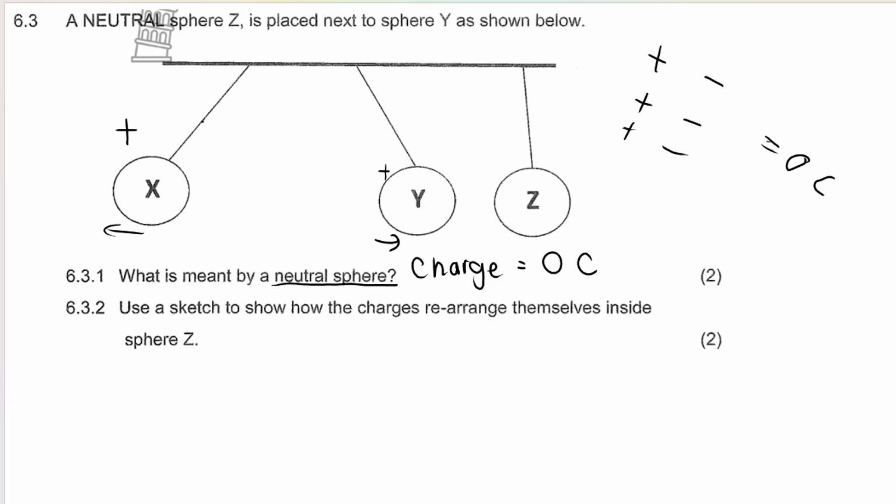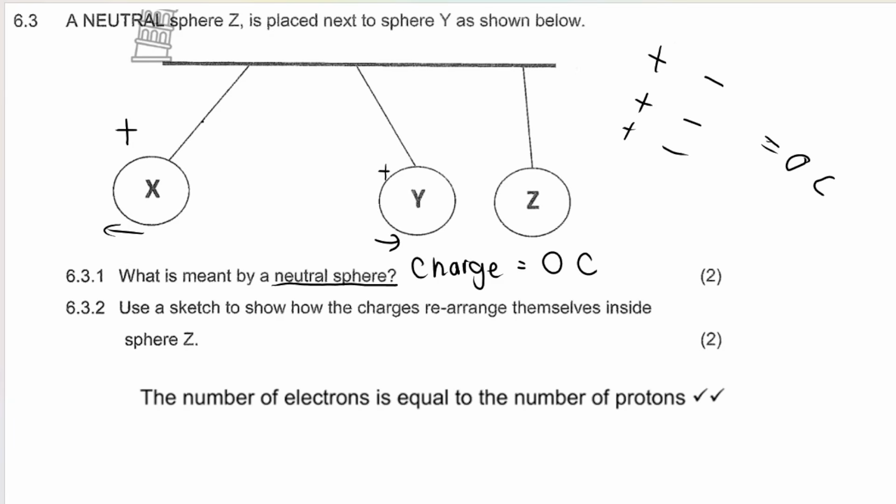It just means that the number of positive particles, or protons, is equal to the number of negative particles, or electrons. And that is my answer over there. If you want to, in your answer, you can add that neutral also means that it has a charge of 0 coulombs. But most importantly, the number of electrons is equal to the number of protons.